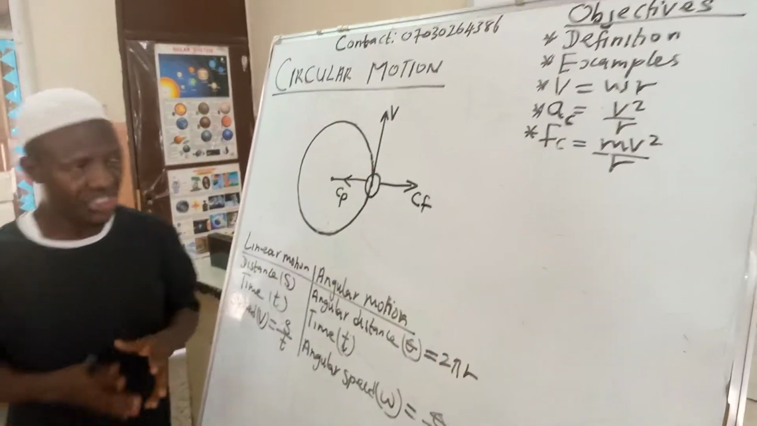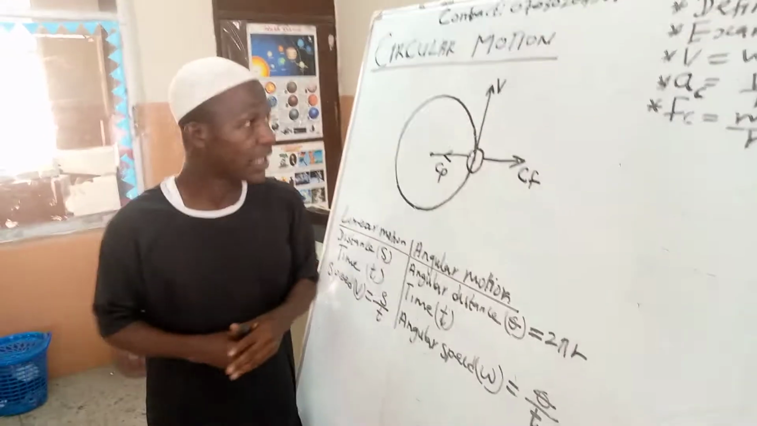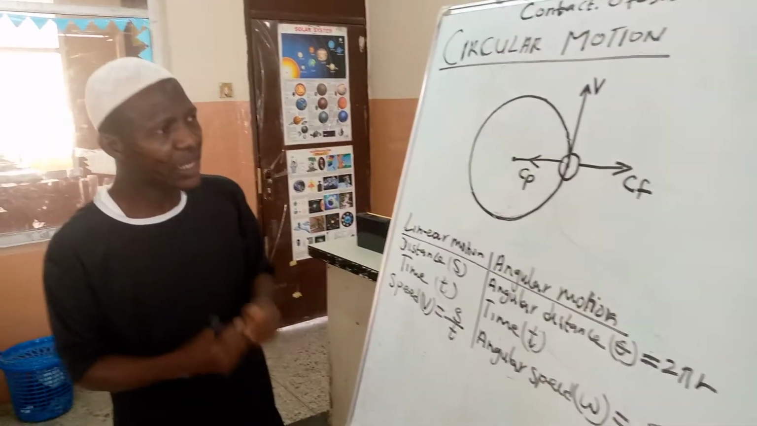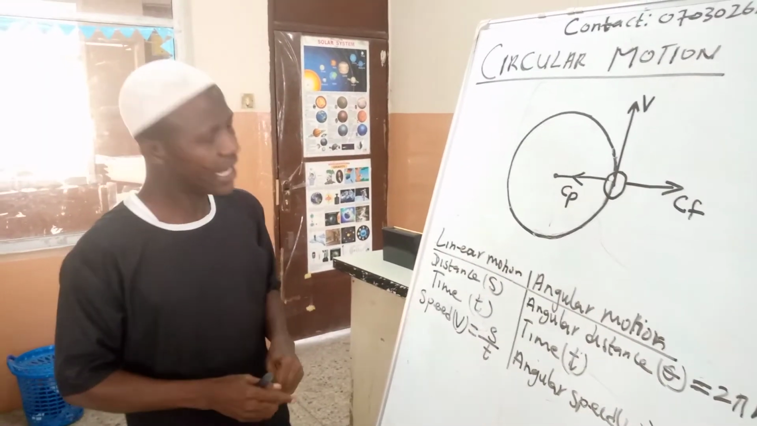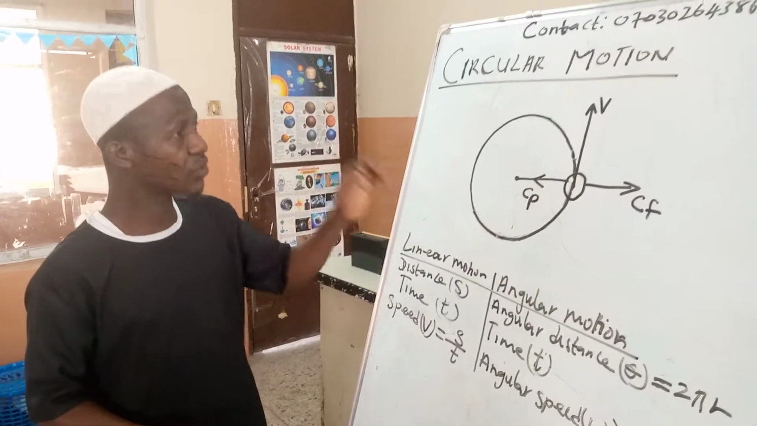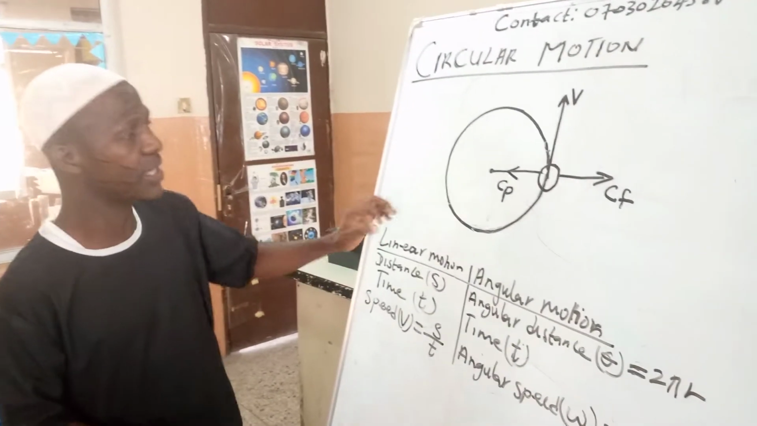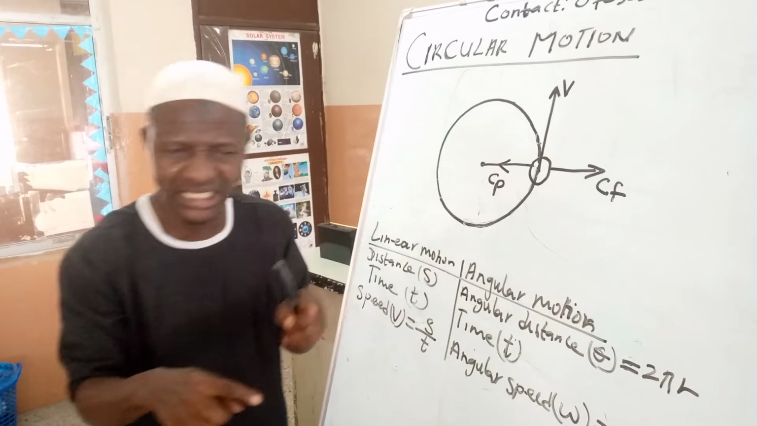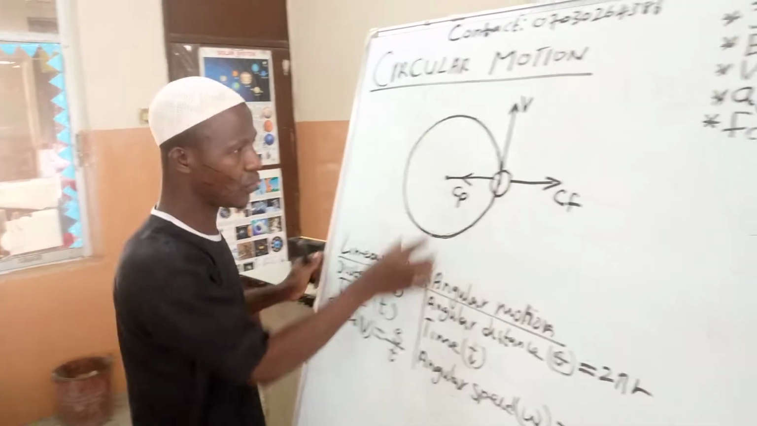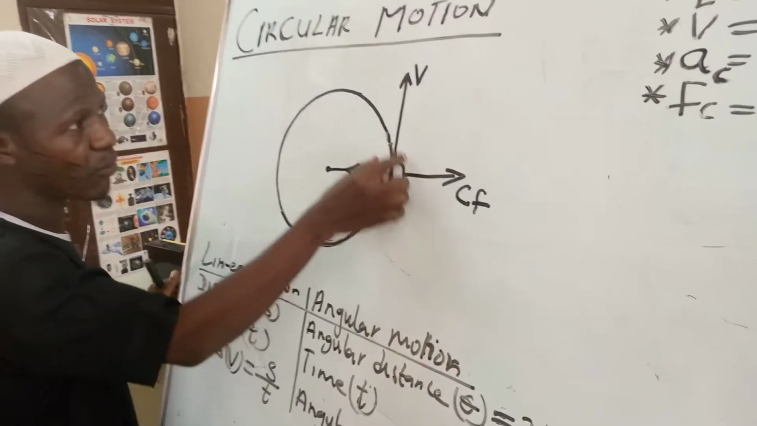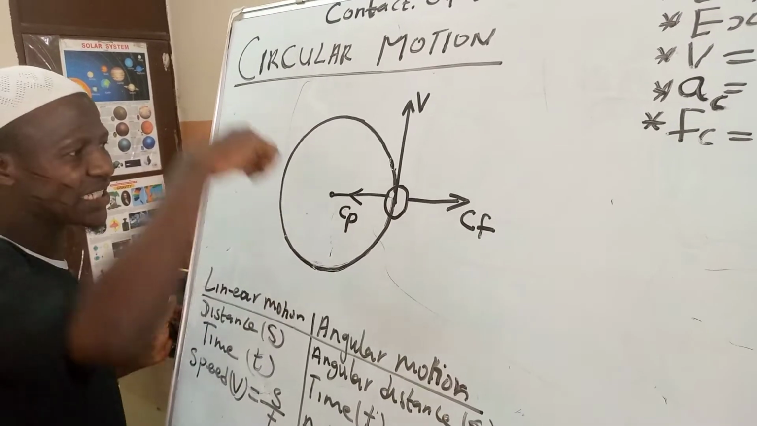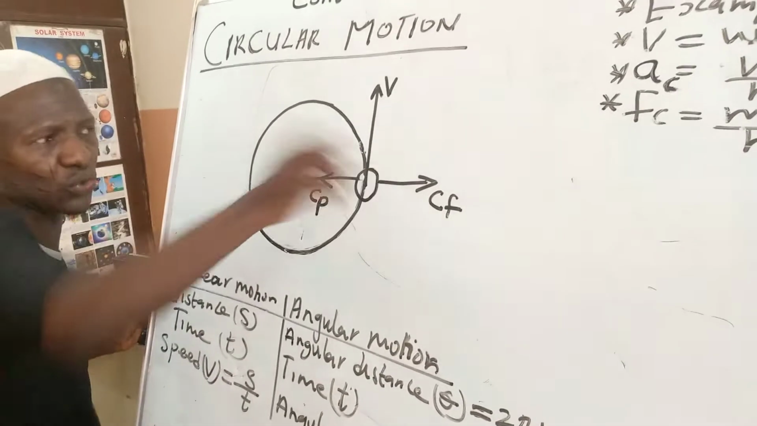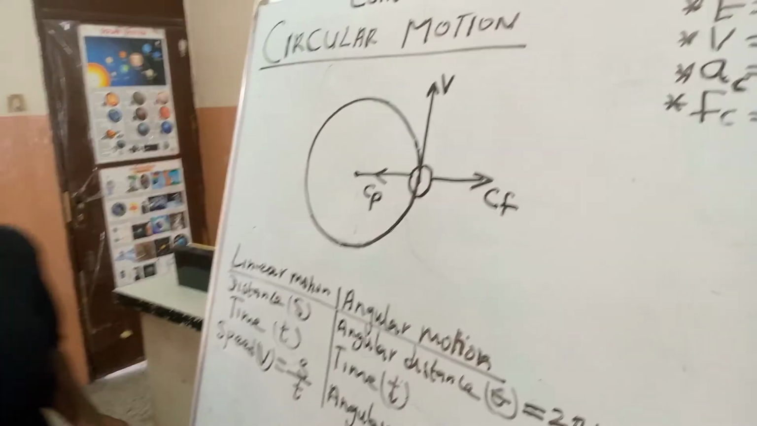Now let's start from the definition. Circular motion can be defined as the movement of an object along the circumference of a circle. You can also define it as movement of an object about the axis of another object. For instance, look at this one. This is an object, and it is moving like this. It's moving about the axis of another object or space. But if this object itself is moving like this, that is rotational motion.